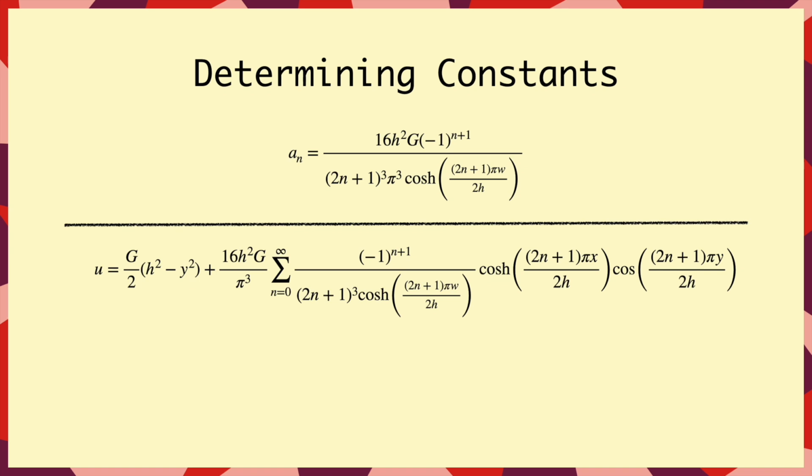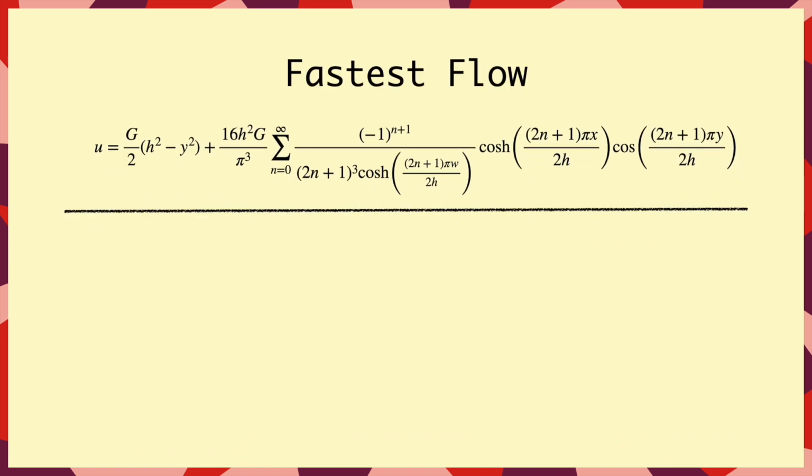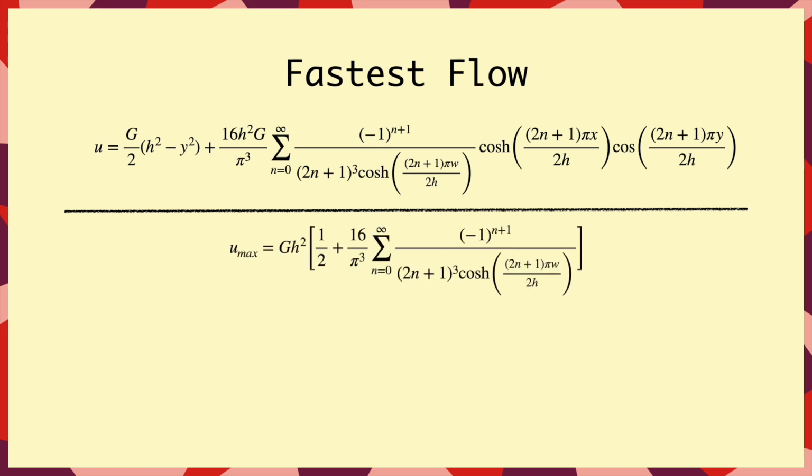Now, to compare this solution to the one we found in the 2D case, let's start by looking at the fastest point in the flow, which is when x equals 0 and y equals 0. And that gives us gh² times something which only depends on w over h. So if we fix h, we can plot a graph showing how this changes with w. And we'll do that in just a second. But first, let's see how this behaves when w is either very big or very small.